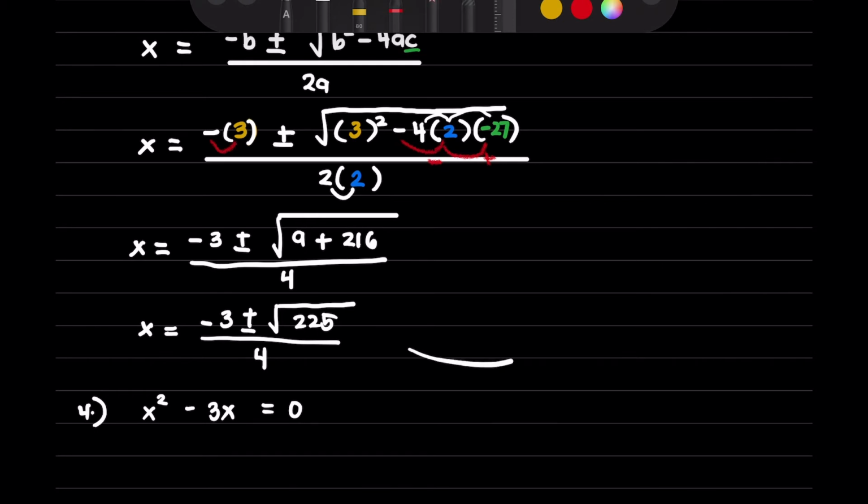Next is, solve na natin. So, workout pa rin natin yung nasa loob ng radical. So, we have negative 3 plus minus. What is the square root of 225?